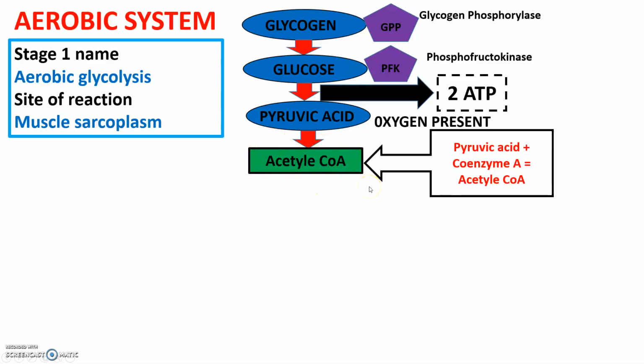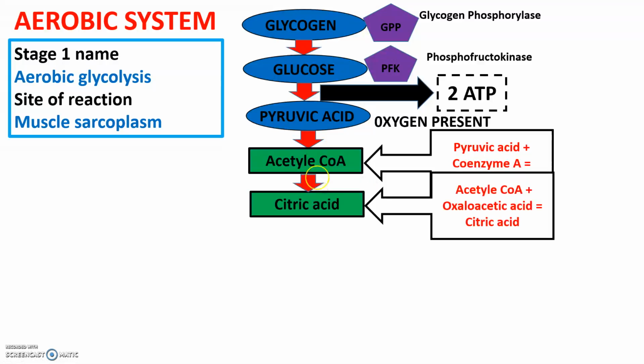Then acetyl-CoA joins with oxaloacetic acid, and then we get citric acid. And then we have the Krebs cycle. So with the Krebs cycle, you basically have acetyl-CoA. This combines with oxaloacetic acid to form citric acid, which is oxidized through a cycle of reactions. This is known as the Krebs cycle.